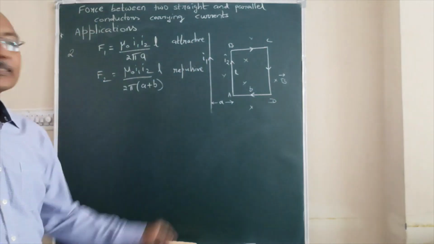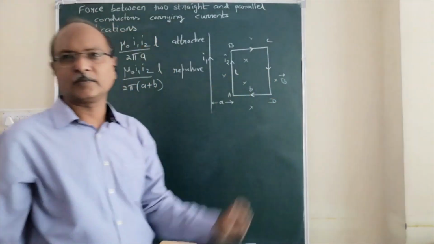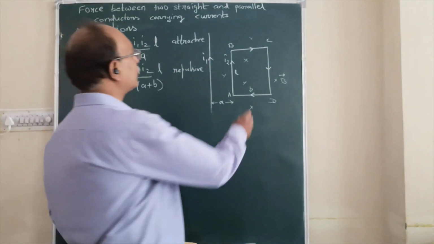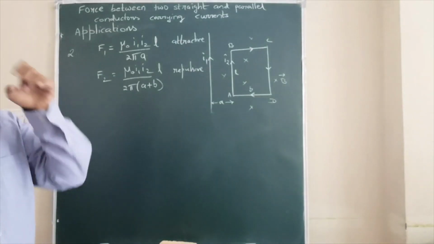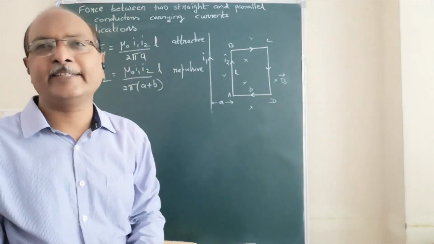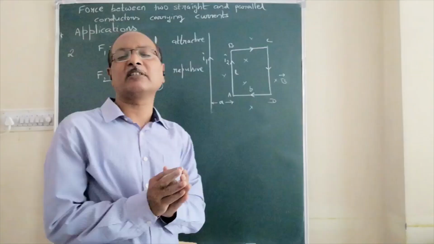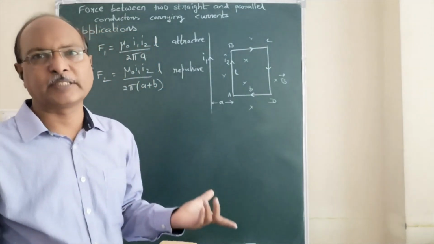So F1 is attractive and this force is repulsive. Now suppose you consider the forces acting on these horizontal wires. These two wires, because of symmetry, the magnitude of the force will be the same, but the directions will be opposite.